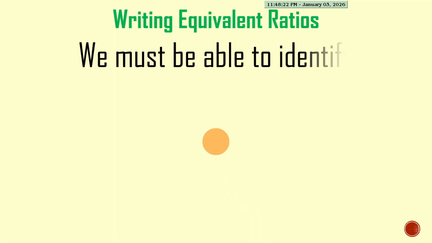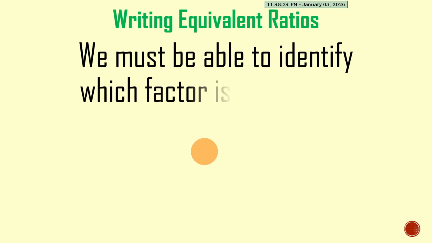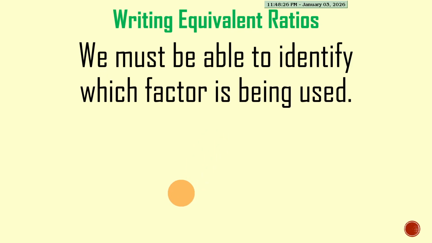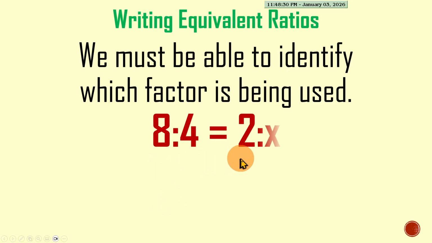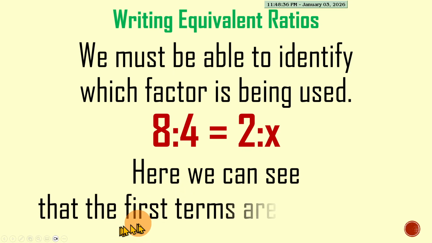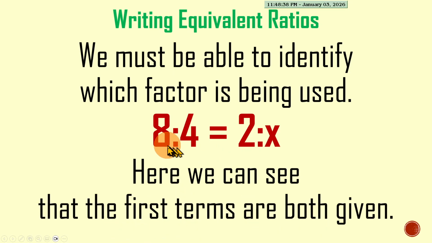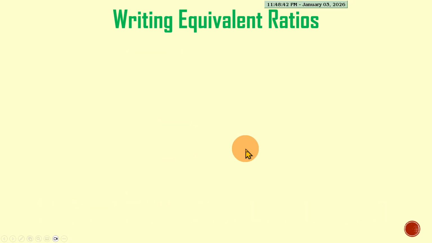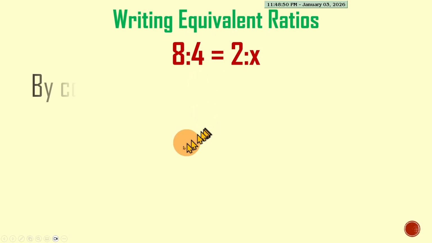So we must be able to identify which factor is being used. If we have 8 to 4 is equal to 2 to x, so x is the missing component, here we can see that the first terms are both given. So the first term is 8 and the first term is 2. So we're looking at this ratio, 8 and 2 are the first components. That's what we want to focus on.